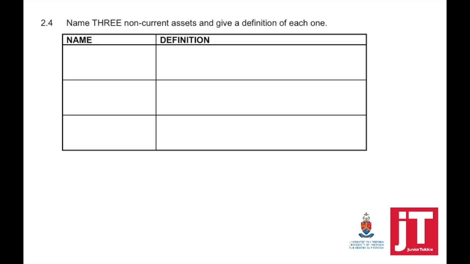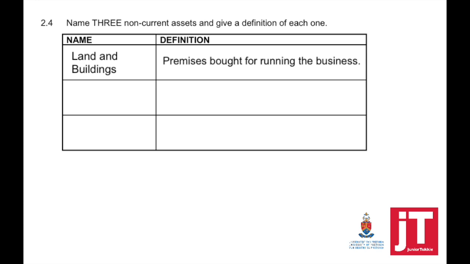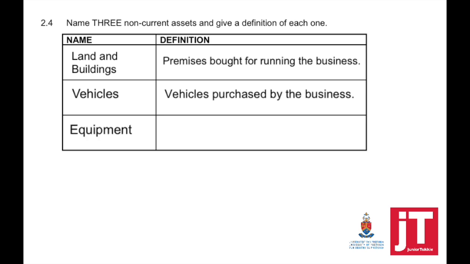Once you understand what is the difference between non-current and current, we're going to look now at 3 non-current assets, and we're going to give a definition of each one of them. So the first one is land and buildings. These are premises bought for running the business. Vehicles. Vehicles are purchased by the business and it's used to generate additional income.